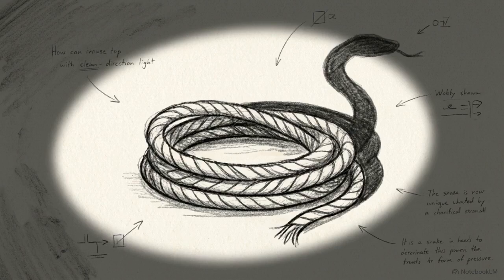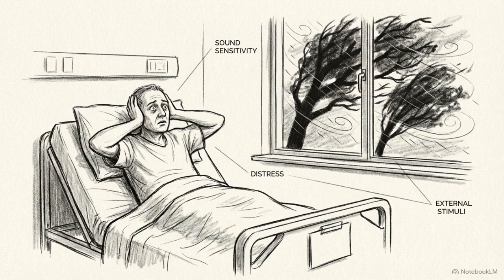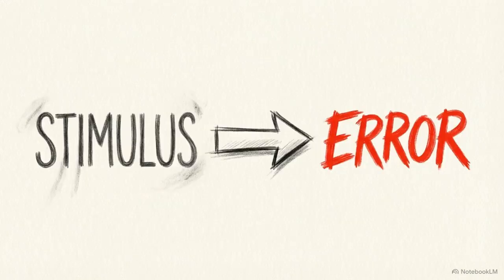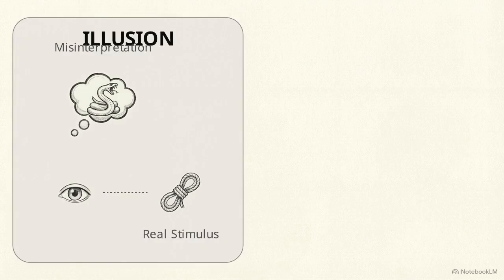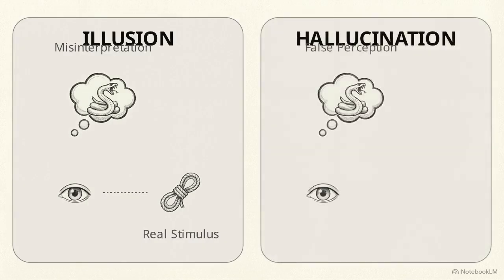A person walking in the dark might look at a coiled rope and perceive a snake. A patient might hear the wind rattling a window and perceive someone calling their name. Medical boards test this concept using a simple mnemonic: real but wrong. The physical stimulus exists in the environment, but the brain's interpretation is incorrect. This is entirely distinct from a hallucination. A hallucination is a false perception generated entirely internally, with absolutely no external stimulus present.